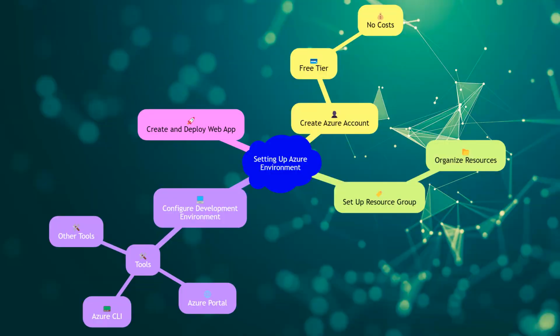Before creating an Azure App Service web app, you need to set up your Azure environment. This involves creating an Azure account, setting up a resource group, and configuring your development environment. Azure provides a free tier that allows you to explore its features without incurring costs. Once your environment is set up, you can proceed to create and deploy your web app using the Azure portal, Azure CLI, or other development tools.